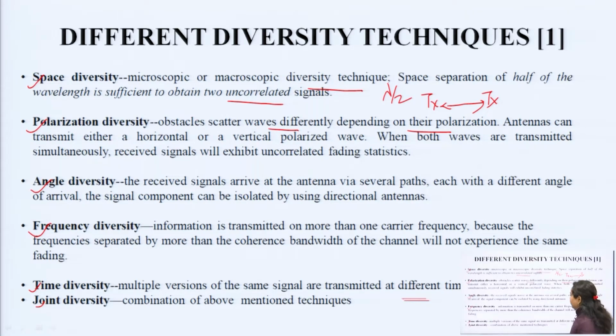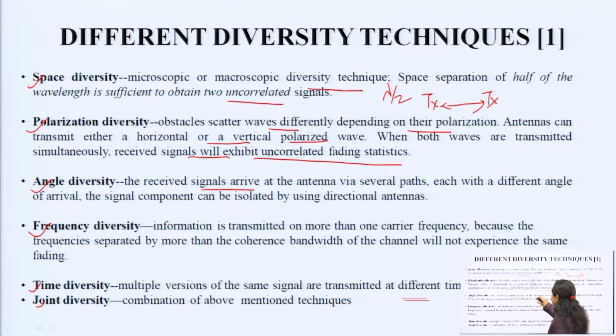So, antennas can transmit either a horizontal or a vertical polarized wave. When both the waves are transmitted simultaneously, the received signals will exhibit uncorrelated fading statistics.